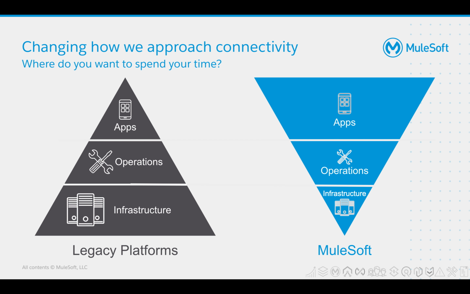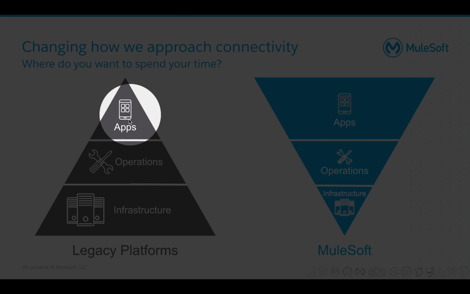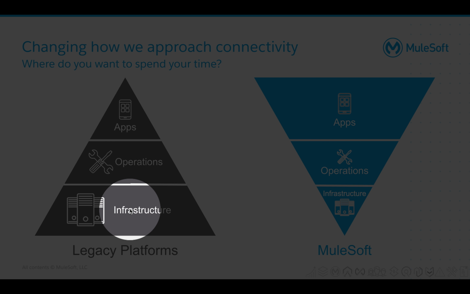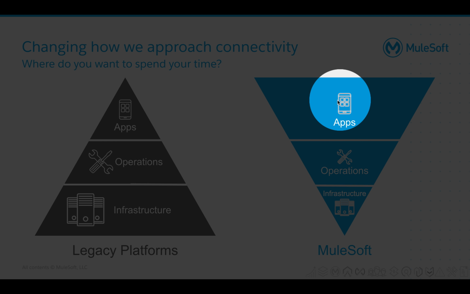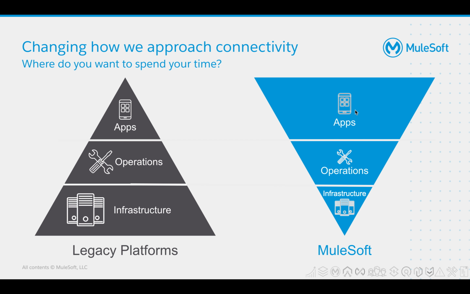And by changing the operating model to one focused on reuse, we are able to actually flip the triangle of effort from where we spend a small amount of time on building apps and then a lot of time on ops support and infrastructure, to one that is now looking at a lot more time on apps, a lot less time on operations, and significantly less time on infrastructure. And by flipping that triangle upside down, we're able to deliver more projects to the business with the same amount of resources that we had last year.